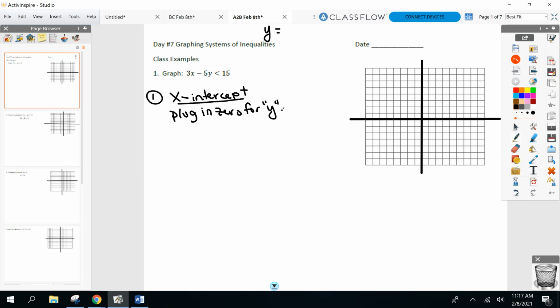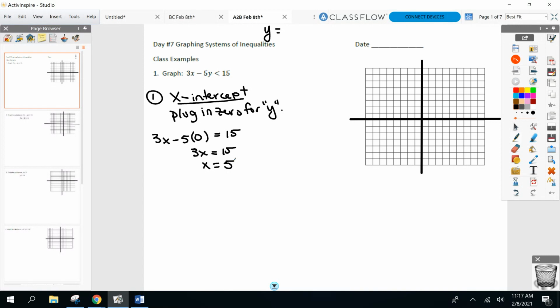So I'm going to go back up to my inequality. I'm going to say 3x minus 5, plug in 0, times y. And I'm just going to leave the inequality out, and I'll put an equal sign instead, because I want to see what x is equal to. And I'm pretty sure you guys can solve that pretty easily. 3x equals 15. x equals 5. So your x-intercept is 5.